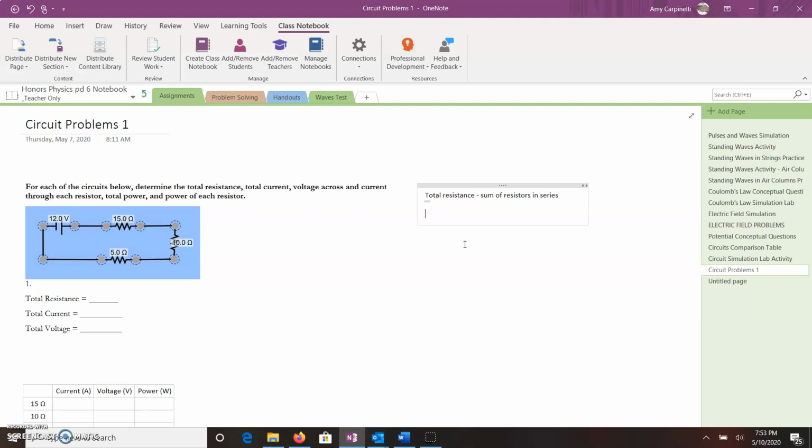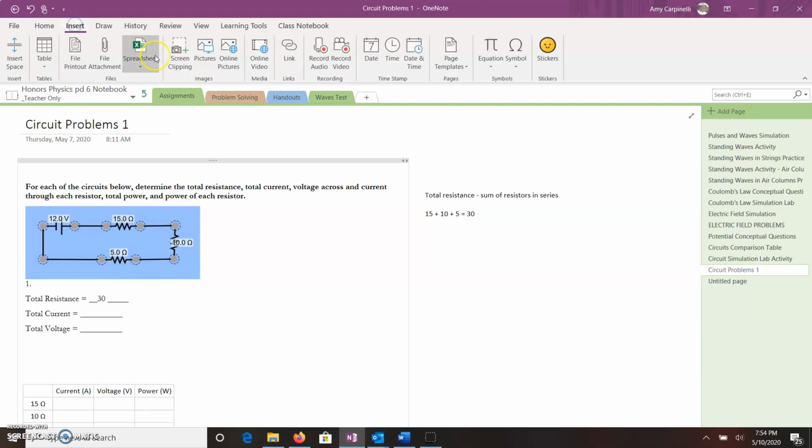So for this problem, I have 3 resistors. 1, 2, 3. This is my battery. That's not a resistor. So all I'm going to do is add them together. So that's 15 plus 10 is 25, plus 5 is 30. So total resistance is 30 ohms. Now to get the symbol for ohms, I'm going to go up here to insert, symbol, and I have mine right there. You may have to look for yours.